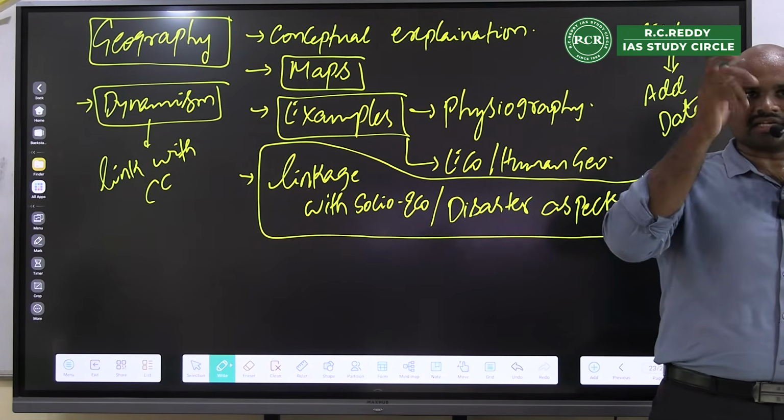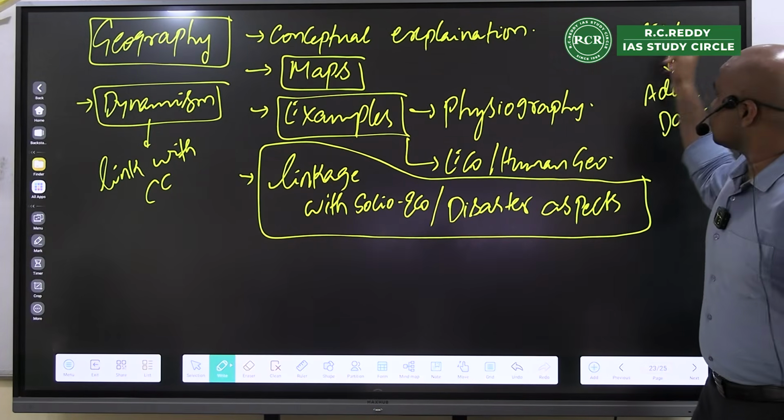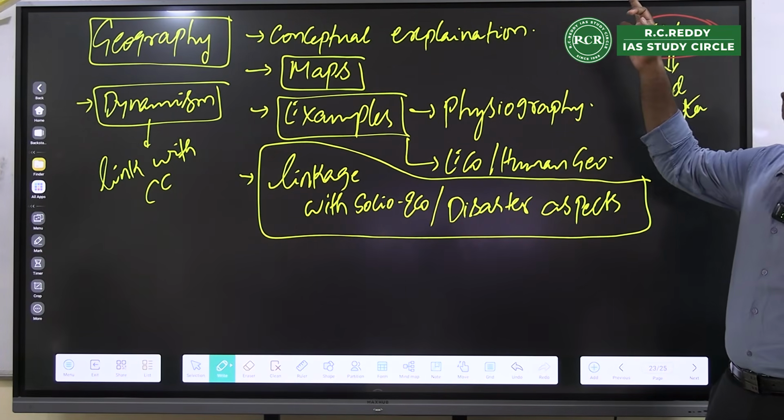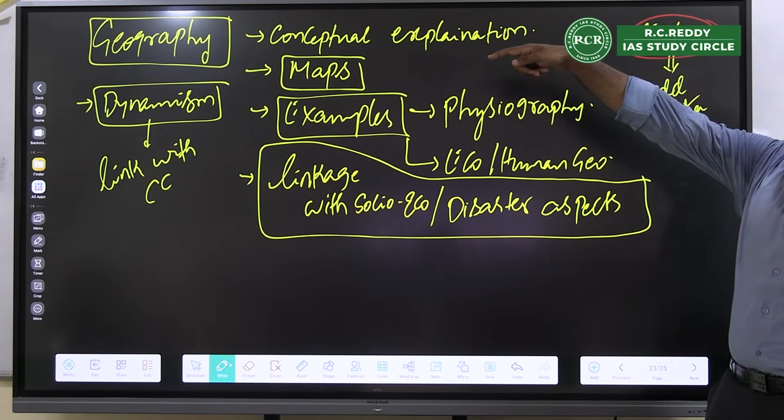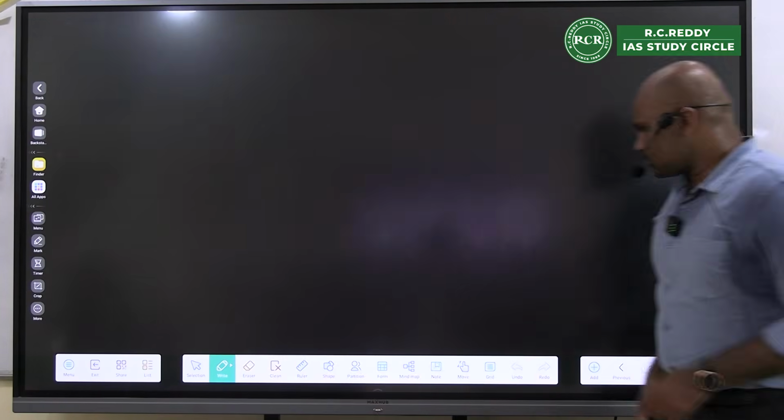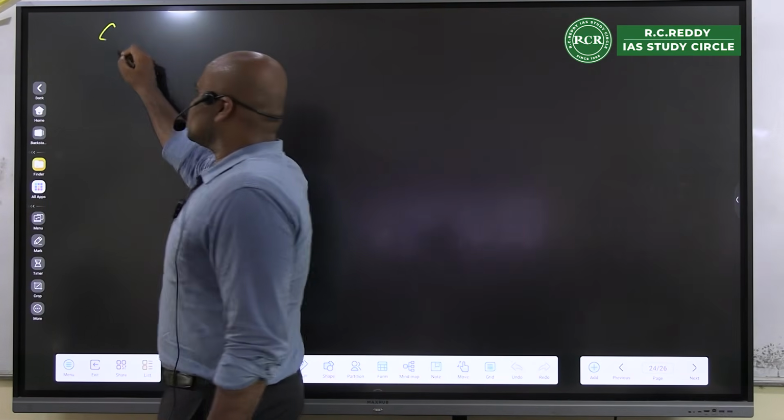So please understand that I will have to bring in data whenever I am writing for economic and human geography. That is with respect to geography. Now what am I going to do when I am writing on society?